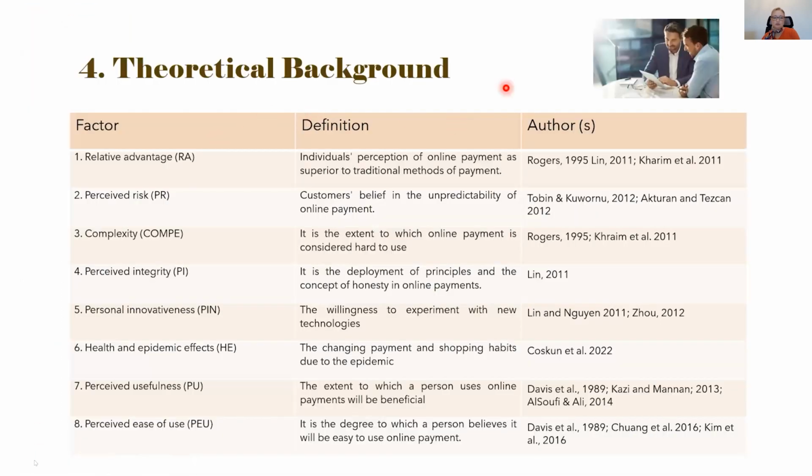And in the theoretical background, I'll just quickly define the factors. Relative advantage is the individual's perception of online payments as superior to traditional methods of payment. Perceived risk is customers' belief in the unpredictability of online payment. Complexity is the extent to which online payment is considered hard to use. Perceived integrity is the deployment of principles and the concept of honesty in online payments.